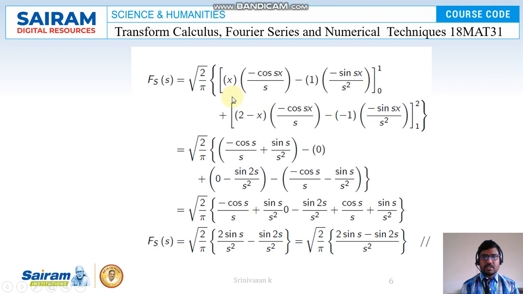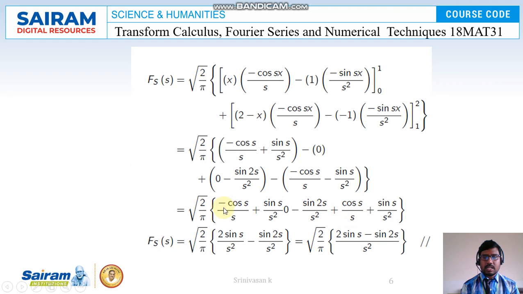If you substitute Bernoulli's formula, we get this equation. And in the second term, substituting Bernoulli's formula, we get this equation. Substitute upper limit minus lower limit, we get this line. And here also substitute upper limit and lower limit, we get this one. Now remove the bracket, we get minus cos s divided by s, and here plus cos s divided by s.